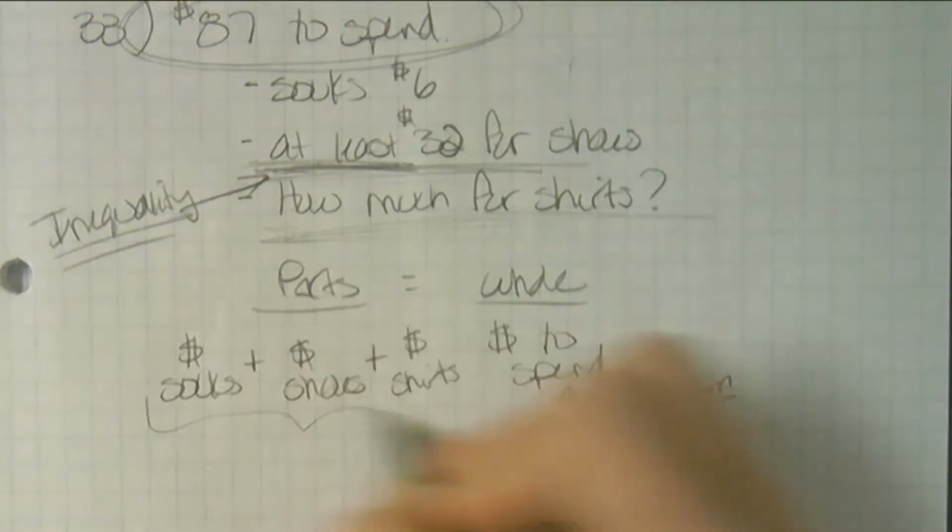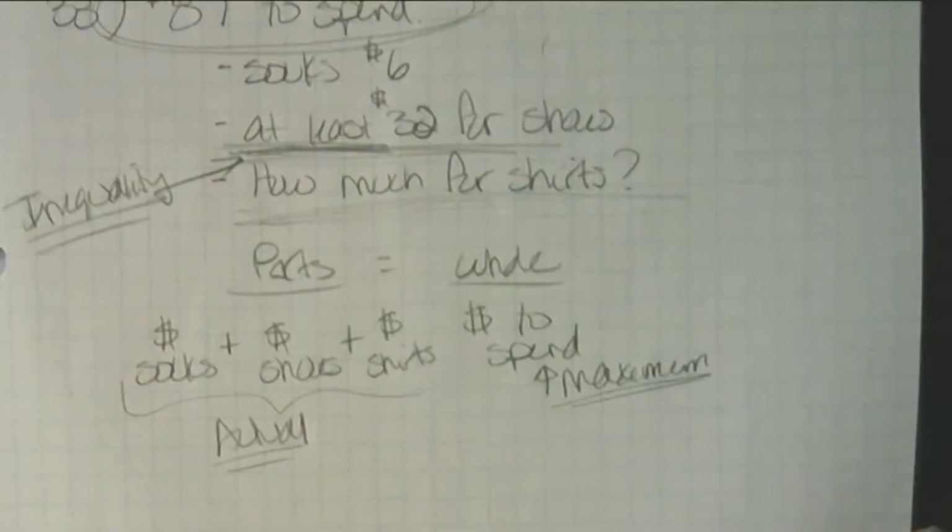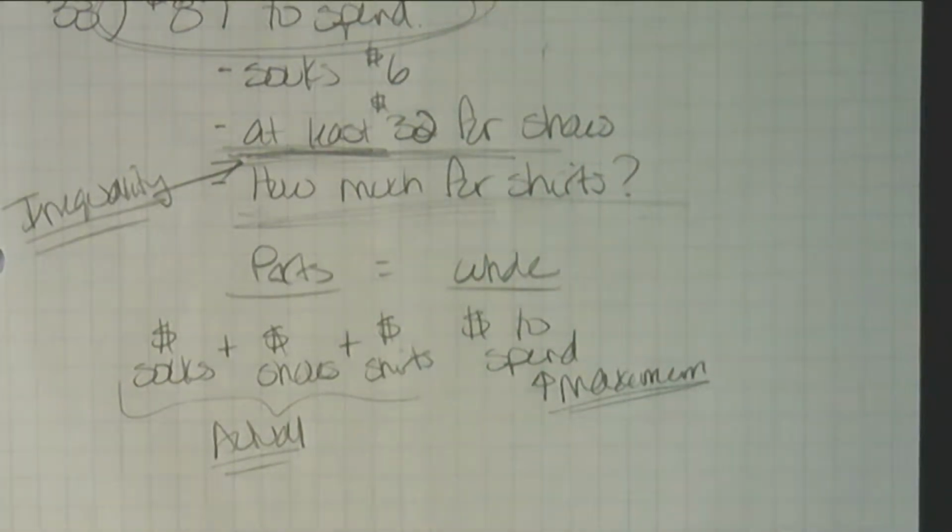Now remember, this is our actual. So what can our actual be in relation to the maximum? Do we have to spend less than the maximum, or can we spend more than the maximum?